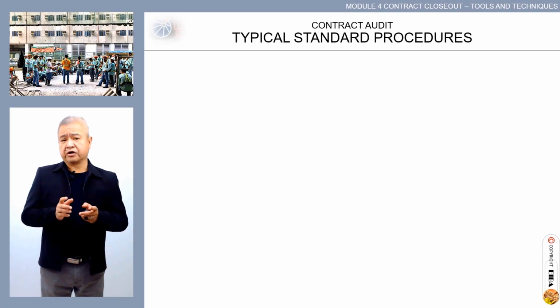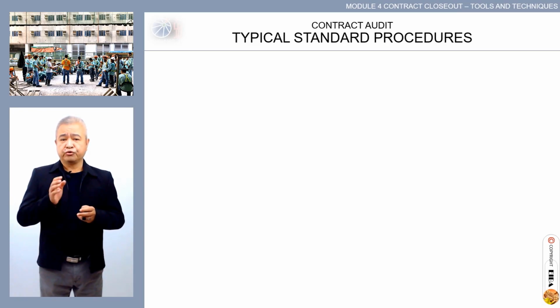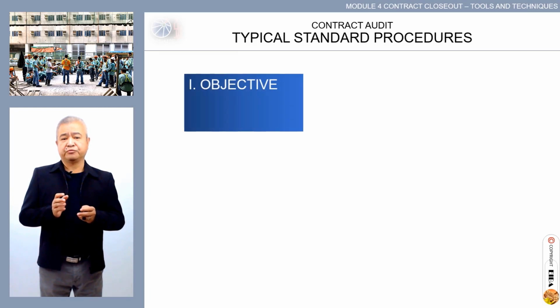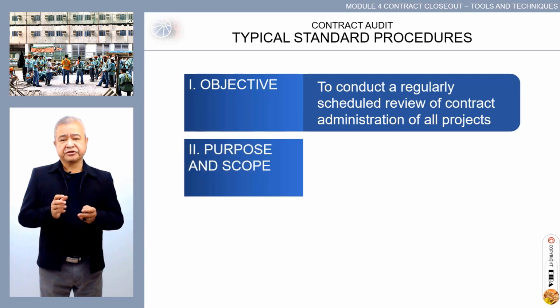To do contract audits, typical standard procedures have to be established. Best practices call for the owner and constructor to have these procedures in their project management system. Part 1. Objective: to conduct a regularly scheduled review of contract administration of all projects. Part 2. Purpose and scope.